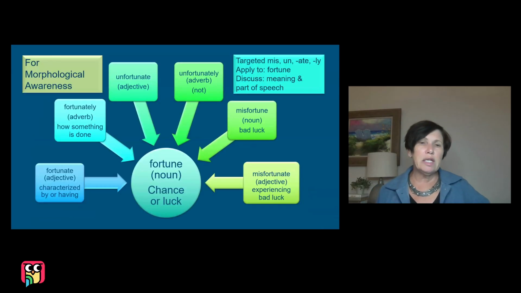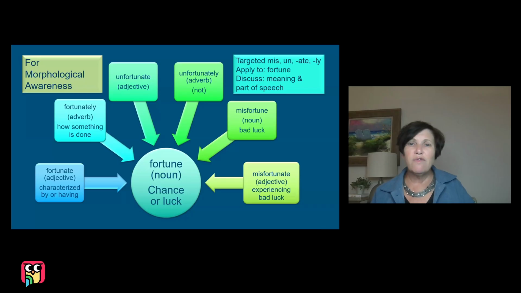Another strategy is we took the word fortune, meaning chance or luck. And then based on how we changed it with the prefixes and suffixes, we also talked about how it changes the part of speech. So for example, fortunate is an adjective. Fortunately becomes an adverb. Unfortunate is an adjective. Unfortunately becomes that adverb again. Misfortune is a noun. Misfortunate goes back to being an adjective.